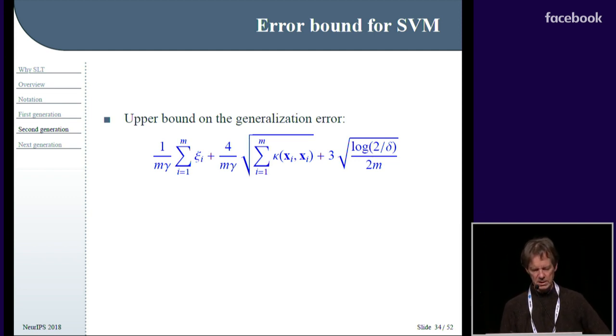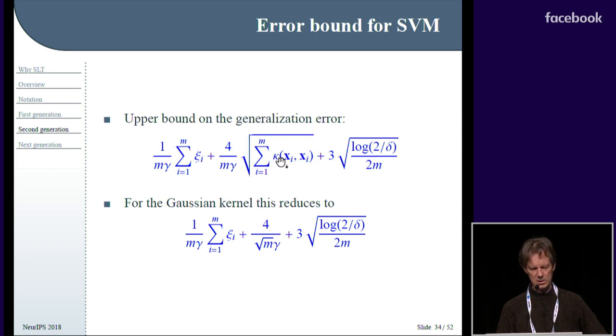If we consider a Gaussian kernel, it actually simplifies because the trace of the kernel matrix is just m, so the square root is root m, and we get 4 over root m gamma. So clearly you can see this is motivating the maximization of the margin and minimization of the slack variables, which is at the heart of the SVM algorithm. So this is assuring us that indeed the margin is an indicator of the benignness of the distribution, and that the SVM algorithm is able to not only find a function that is performing well on the training data, but at the same time, it's detecting that the distribution is benign, in the sense that there is a low probability region close to the decision boundary.